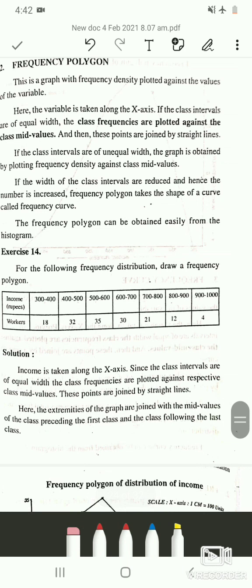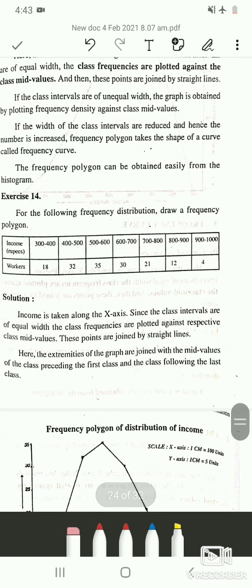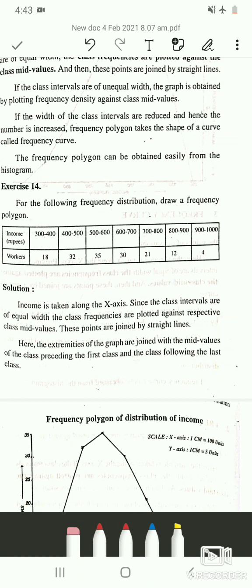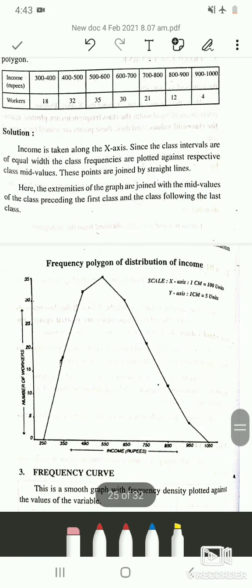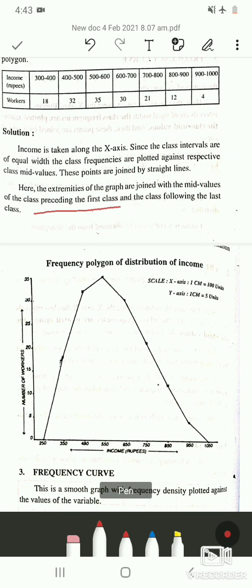The following is the frequency distribution, draw a frequency polygon. Income in terms of rupees is given: 300 to 400, 400 to 500, so on till 900 to 1000. Number of workers is given. So here income is taken along the x-axis. So since the classes are of equal width, frequencies are plotted against the respective class mid values, and these points are joined by straight lines. Here the extremities of the graph are joined with the mid values of the class preceding the first class and the class following the last class.